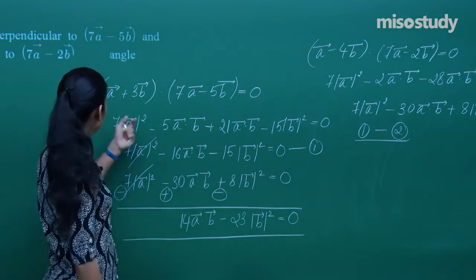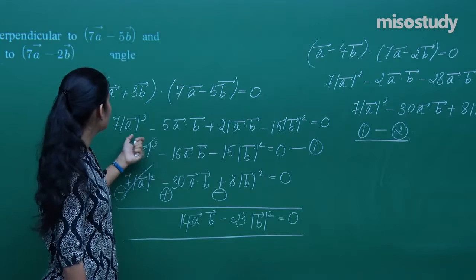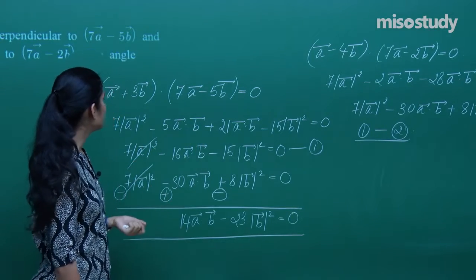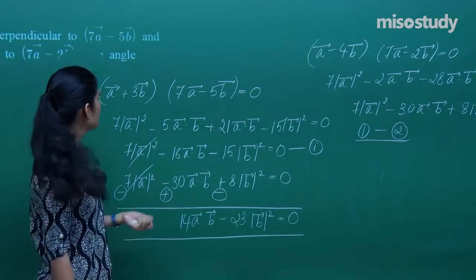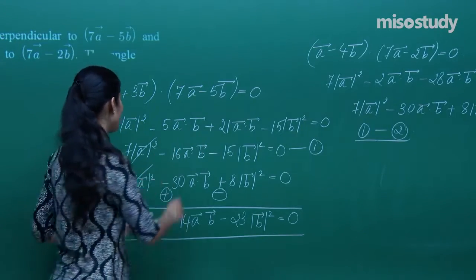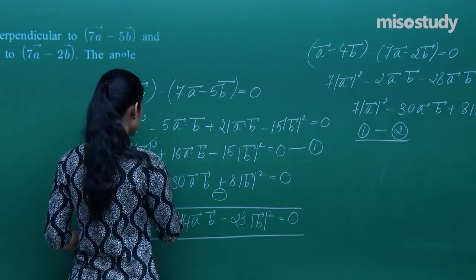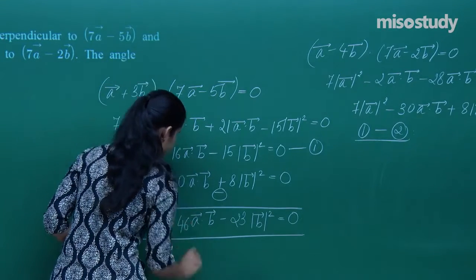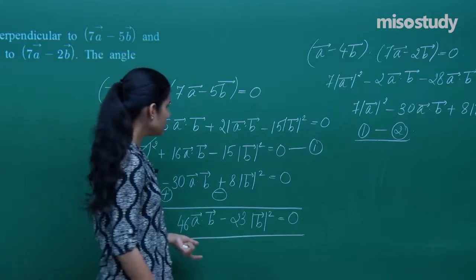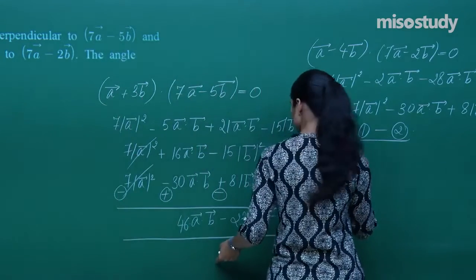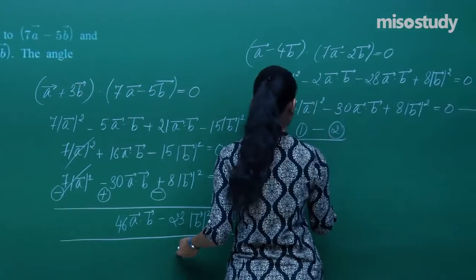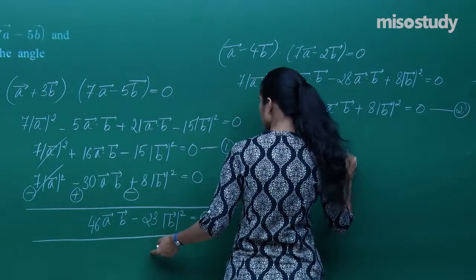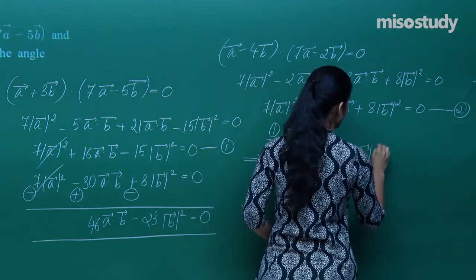Right? What did you get from here? You got 7 mod a square minus 5 a dot b plus 21 a dot b minus 15 mod b square. So 21 minus 5 gave you plus 16. This is plus 16, and therefore 30 plus 16 actually gives you 46. Now that you've got this, you basically get that 46 a dot b equals 23 mod b square.